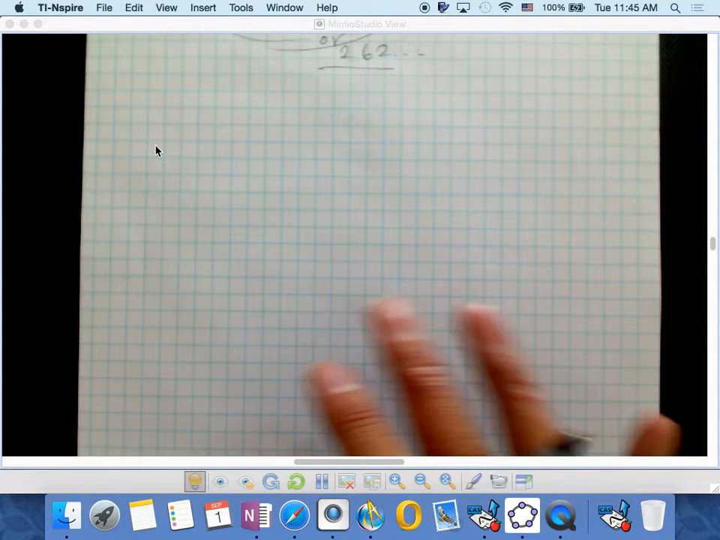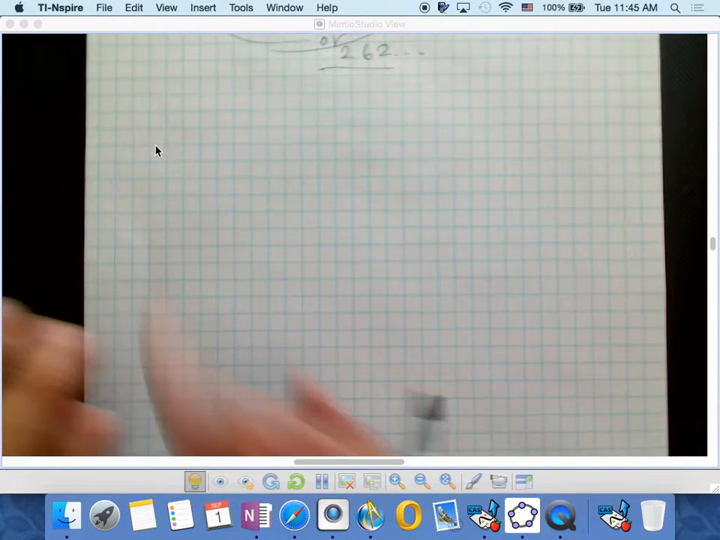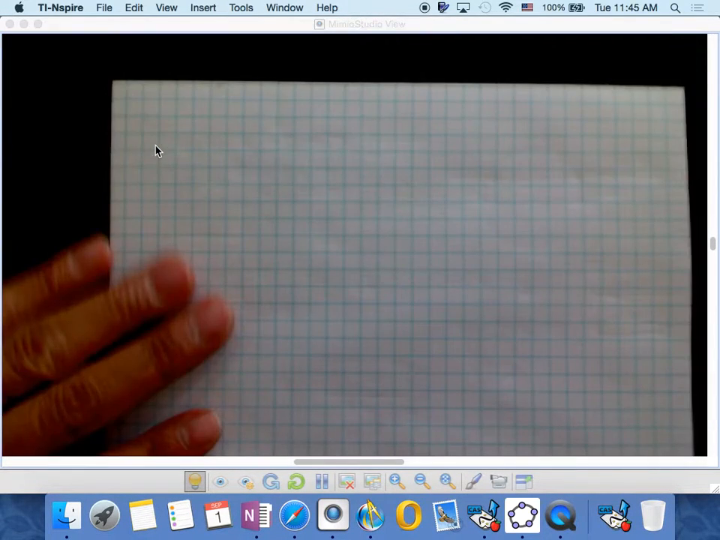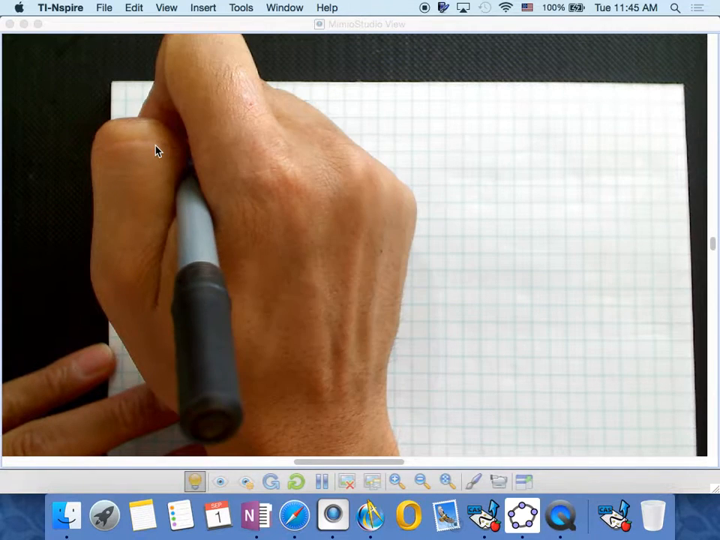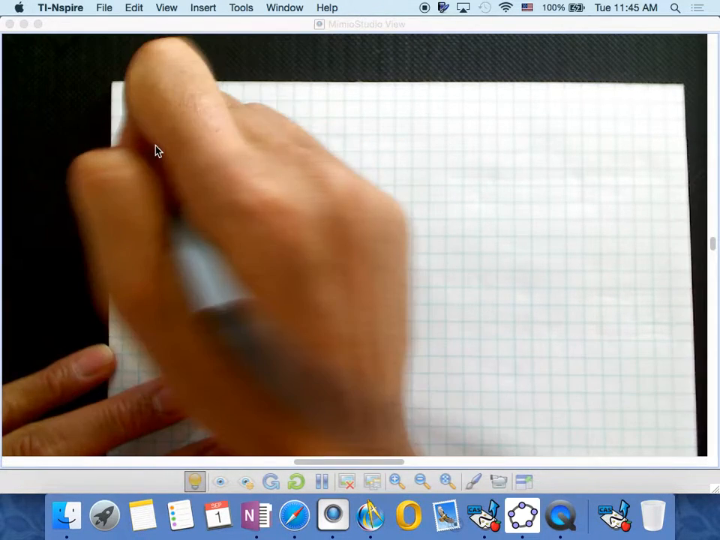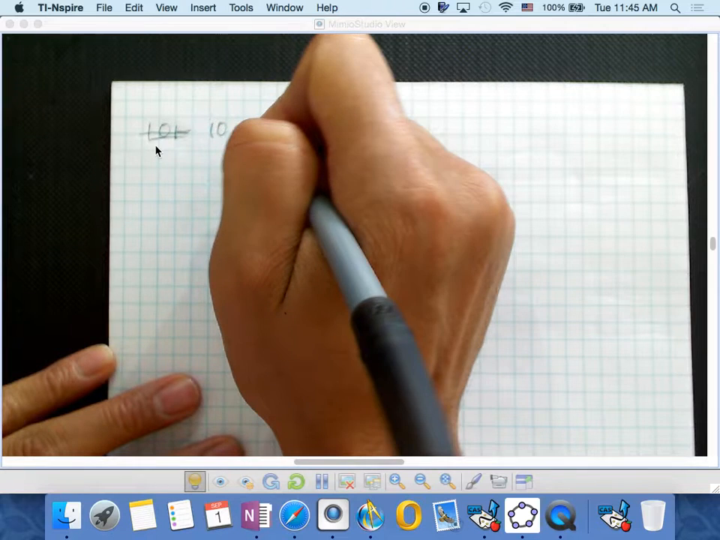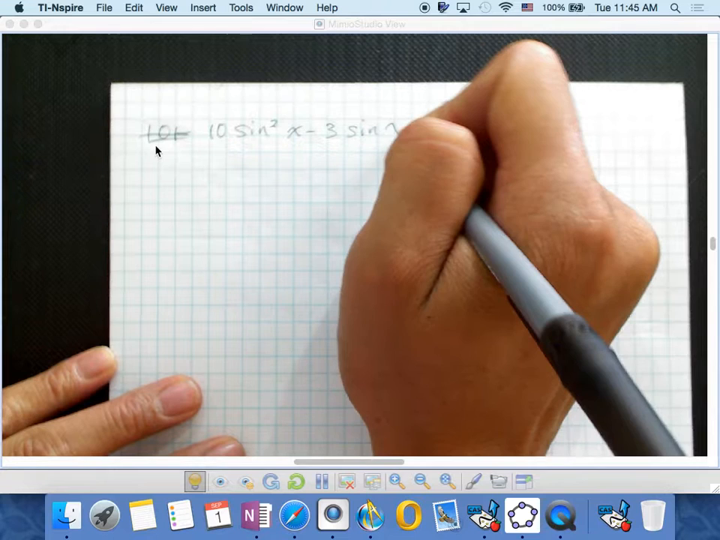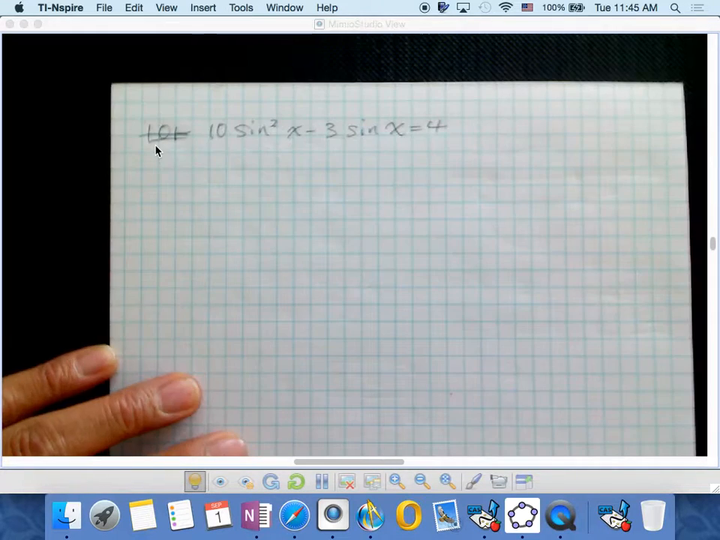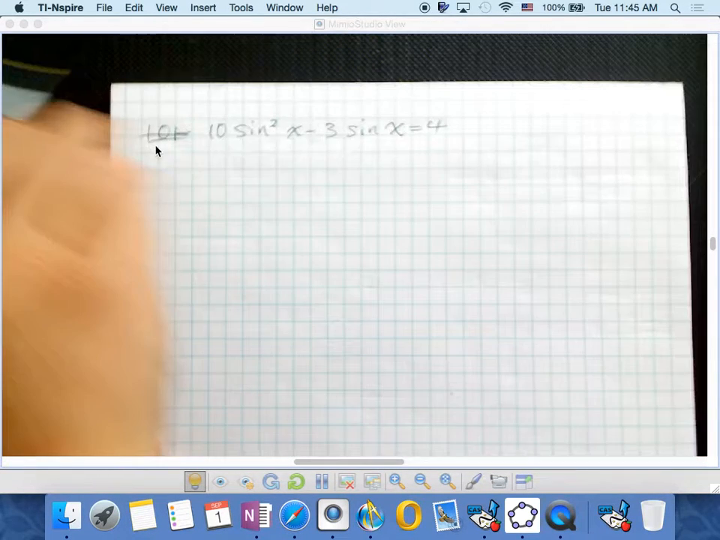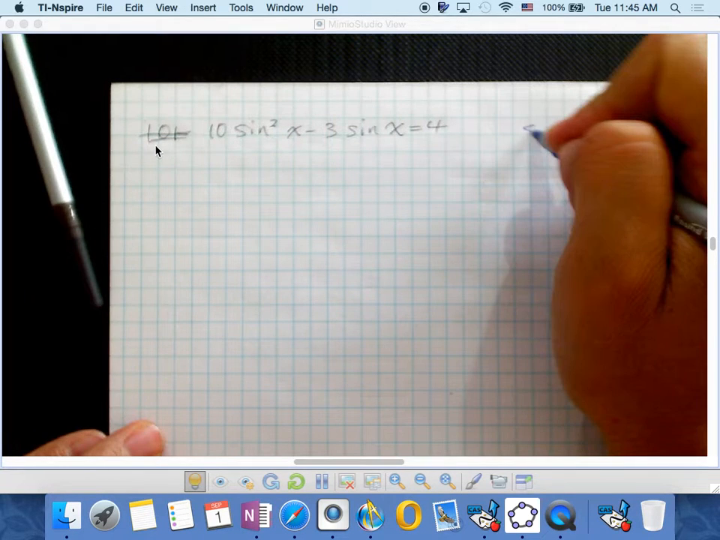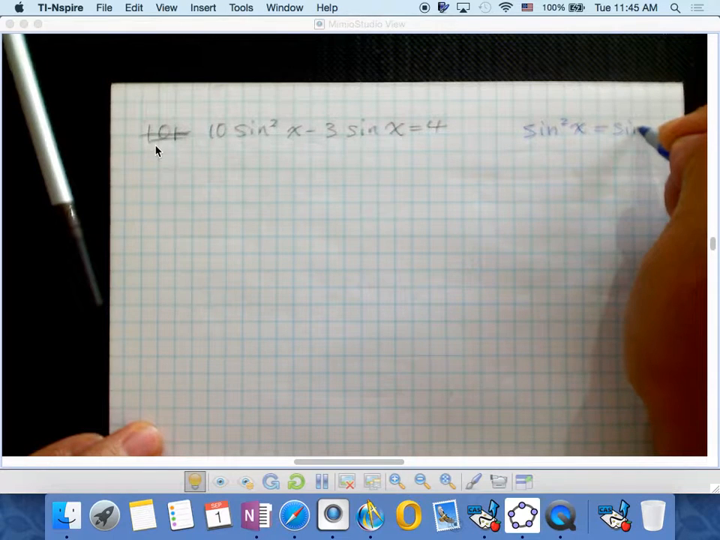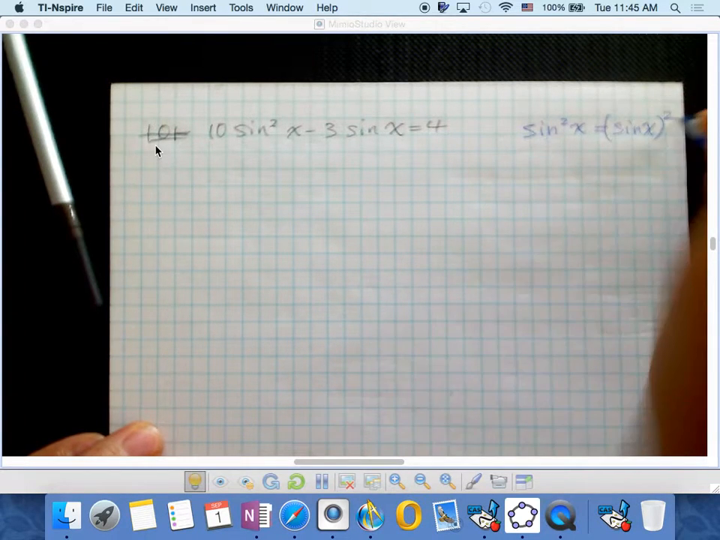Let's look at the tough one. The tough one says 10 times sine squared x minus 3 sine x equals 4. Okay? By the way, sine to the second power x is the same as sine x squared. Okay?